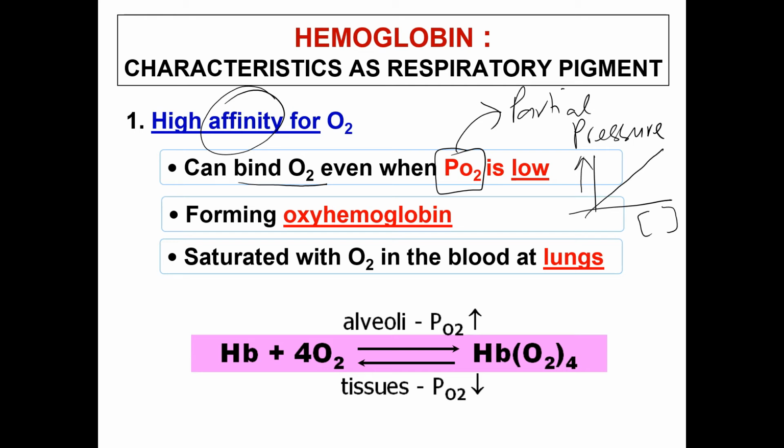So daripada ayat ni maksudnya hemoglobin can bind to oxygen even when partial pressure of oxygen is low. Makna dengan kata lain, rendah kepekatan oksigen, walaupun oksigen tu sedikit, dia masih boleh mengikat oksigen kepada hemoglobin tu. Dia mampu nak mengikat oksigen walaupun kepekatannya rendah, walaupun partial pressure-nya rendah. Jadi sangat penting, sebab kalau tidak, kalau dia tak mampu, nanti kita kemungkinan akan mengalami kekurangan oksigen.